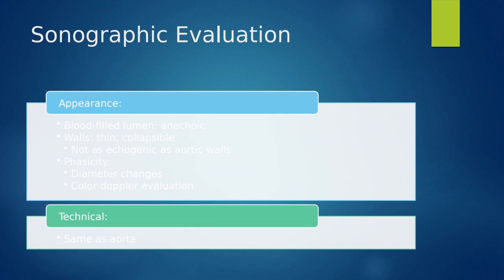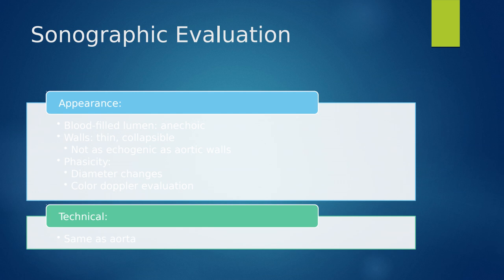So phasicity is talking about the different phases that vein can go through. We're going to see diameter changes depending on the patient's breathing. That's termed respiratory phasicity. And then we can also see it in terms of pressure changes. Sometimes when we have our patient Valsalva, or blow their belly out, that's going to change the internal pressure of the abdominal cavity and therefore have a direct effect on the diameter change of that IVC. We also want to make sure that we are evaluating it with color Doppler.